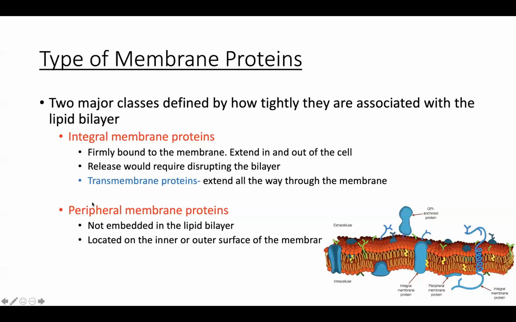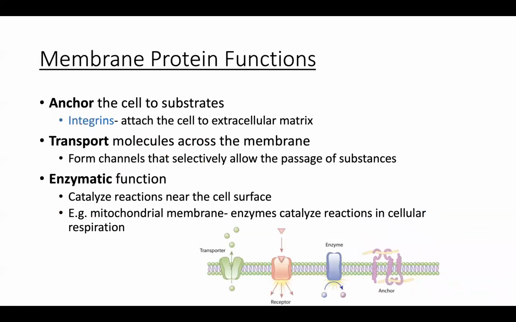okay? By definition, we're going to say that peripheral membrane proteins are those that are not embedded in the lipid bilayer. They're typically going to be located on the inner and outer surfaces of the membrane. All right, so this is an example of a peripheral protein. Do take some time to come back and make sure that you can contrast these two types of proteins and identify them based on locale, where they're located in this plasma membrane. Okay. So those are two classes of membrane proteins.